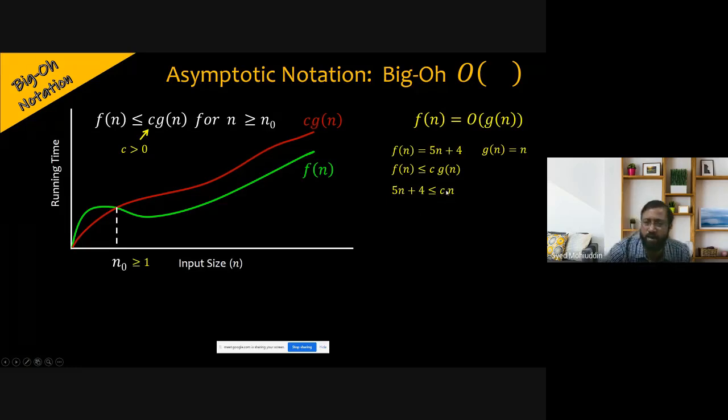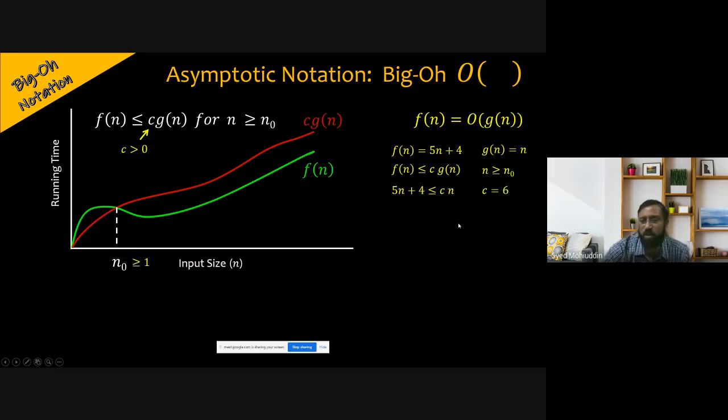We need to find this constant, c, such that this expression is satisfied. So here n should be greater than or equal to n0. Remember that is what is in the definition: f of n is less than or equal to c of g of n for n greater than or equal to n0. Let us take the value of c as 6.